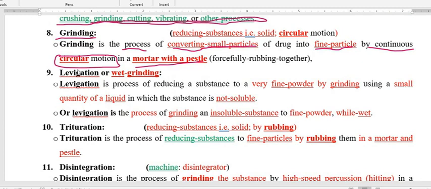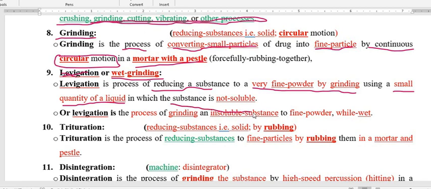Similarly, another term is levigation. Levigation is also called wet grinding. So what is levigation? This is also the process of reducing the size of a substance to very fine powder by grinding, that is, circular motion, and in this we add a very small quantity of liquid, and the liquid and the substance whose size we are reducing are insoluble in nature. This is called levigation.